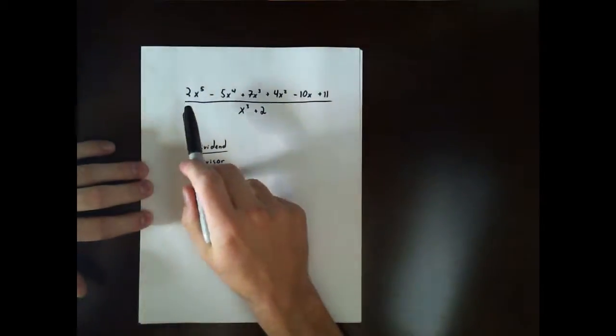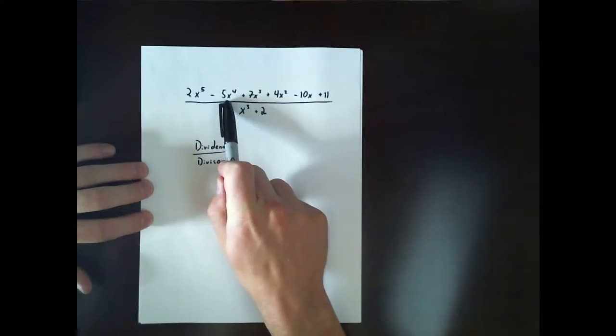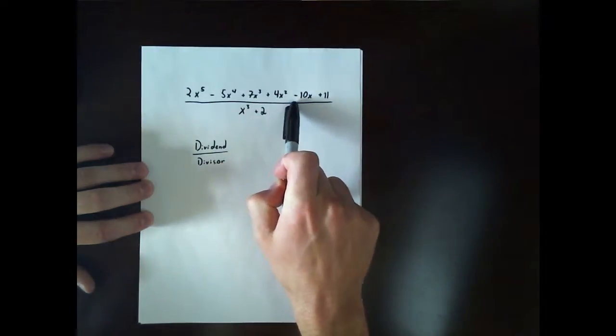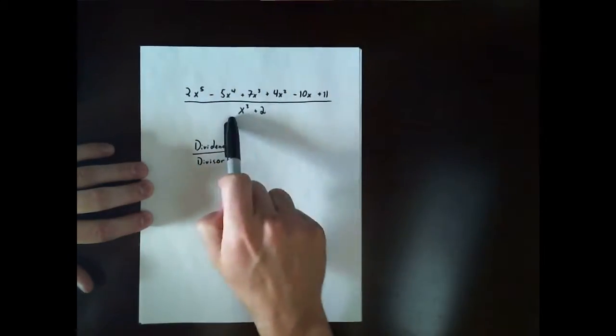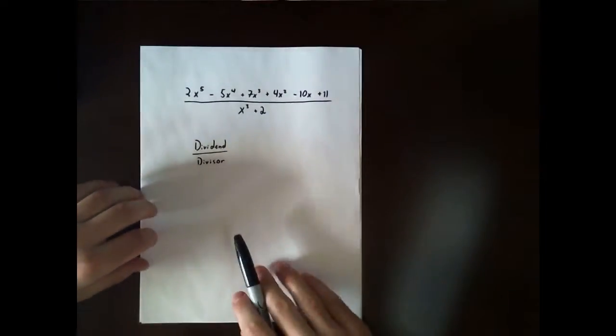Okay, today we're gonna do a slightly more difficult example of polynomial long division. So we're gonna do 2x to the fifth minus 5x to the fourth plus 7x cubed plus 4x squared minus 10x plus 11, and we're gonna divide this by x cubed plus 2. Just a reminder which is the dividend and which is the divisor. So up top is the dividend.